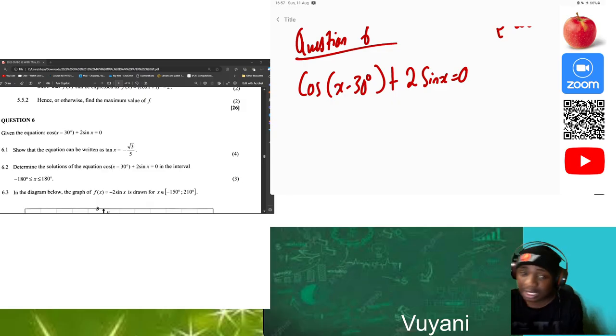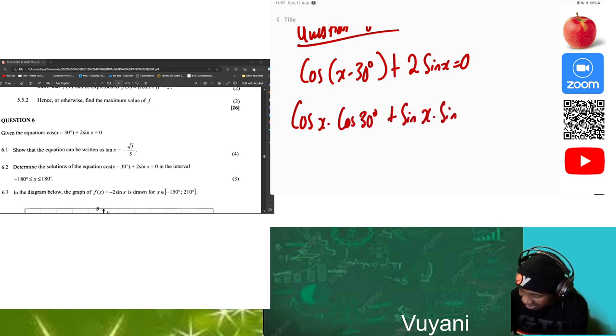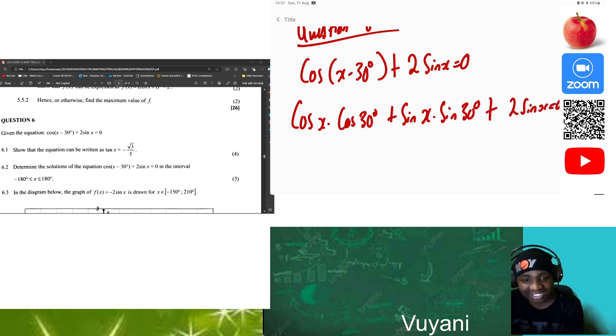Let's play around with this. We know that this can be an identity, which is cos of x times cos of 30 degrees plus sine of x times sine of 30 degrees. This is just a common angle because we want to show what they want us to show. We know how to solve this because we have been taught common angles. If you want more clarity on common angles, please go down on the videos of Yebo Tutor. See me explaining everything from compound angles, breaking them down and proving everything for you, plus 2 sine of x is equal to 0.